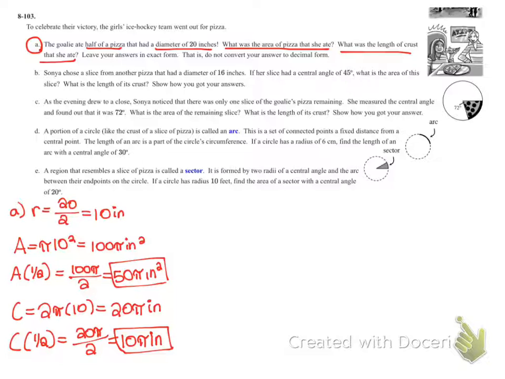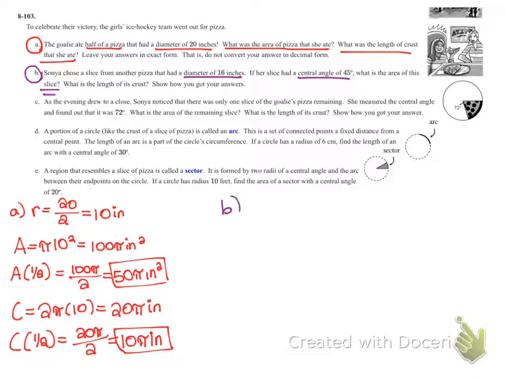All right, so let's look into part B now. I'll use a different pen color for that one. So part B says, Sonia chose a slice from another pizza that had a diameter of 16. If her slice had a central angle of 45, what was the area of the slice? So I got my first question. I'm going to stop. There's another question that follows, but we're going to look at just that first one.